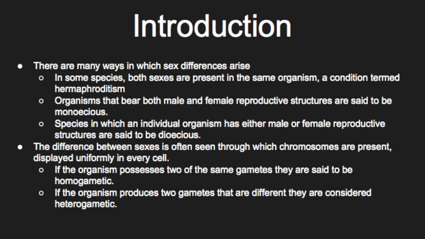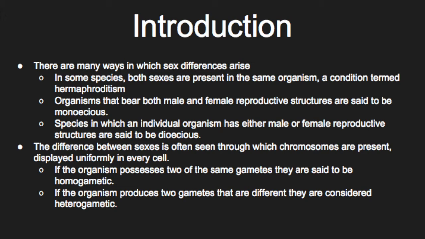There are many ways in which sex differences arise. In some species, both sexes are present in the same organism, a condition termed hermaphroditism. Organisms that bear both male and female reproductive structures are said to be monoecious. Species in which an individual organism has either male or female reproductive structures, such as humans, are said to be dioecious. The difference between sexes is often seen through which chromosomes are present, displayed uniformly in every cell.